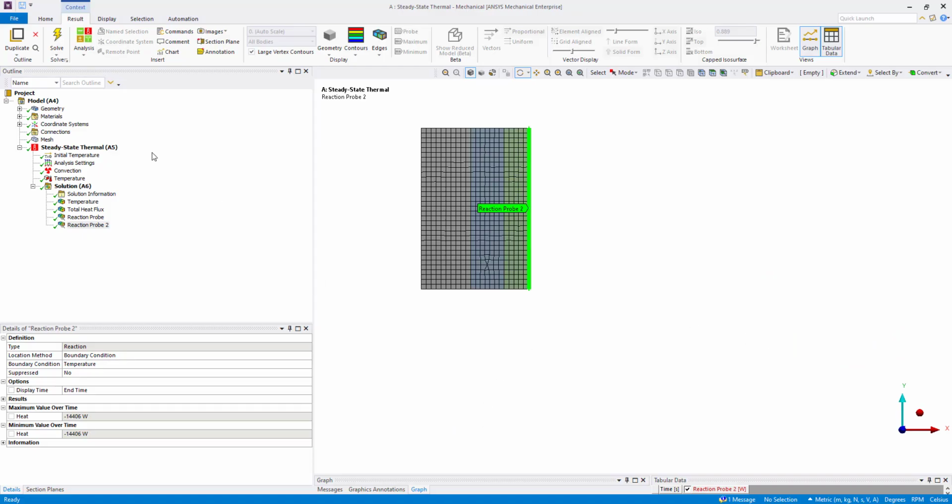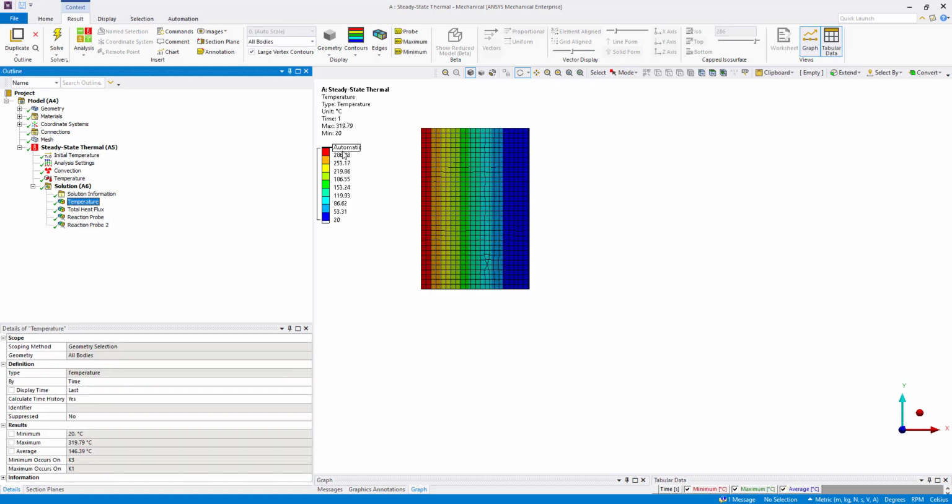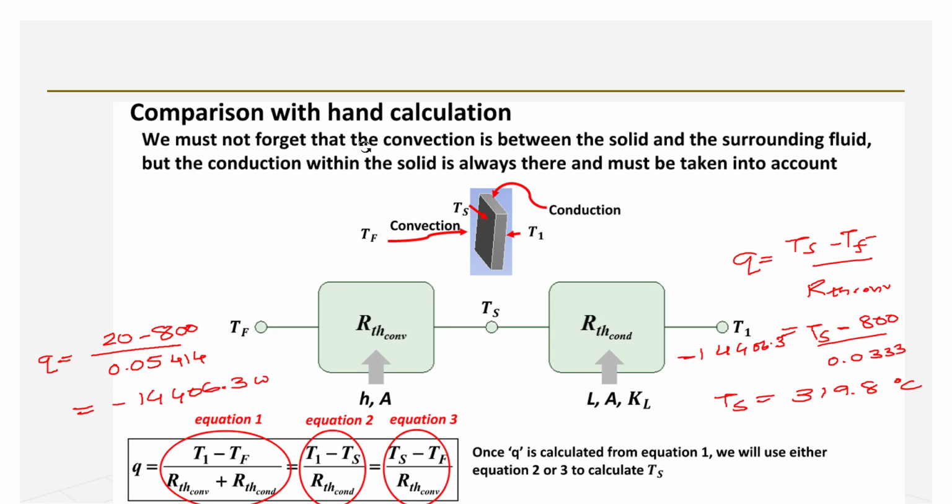Let's verify. In answers we got a surface temperature of 319.79, the same, and the exact answer we got using hand calculation also. So this is it. We have compared with the hand calculation and we got the same heat transfer rate and the same surface temperature here. So that's all in this module of heat transfer. In the next session we are going to see natural frequency vibration analysis.